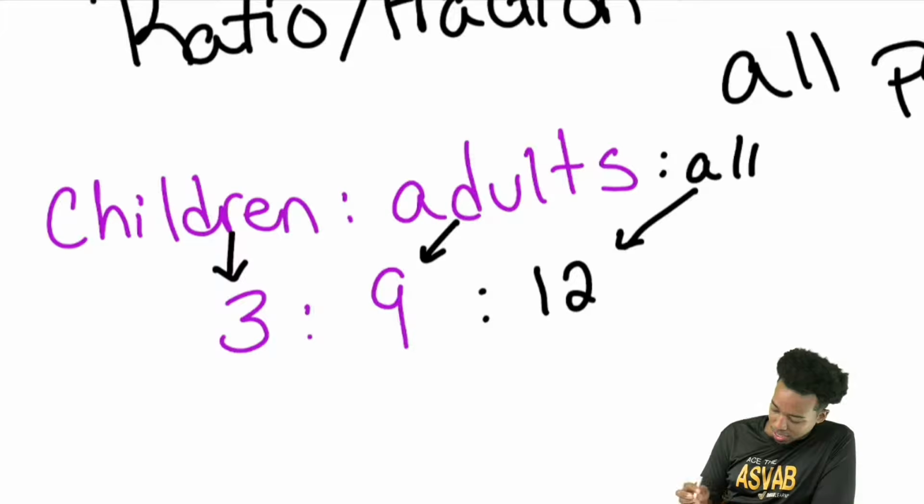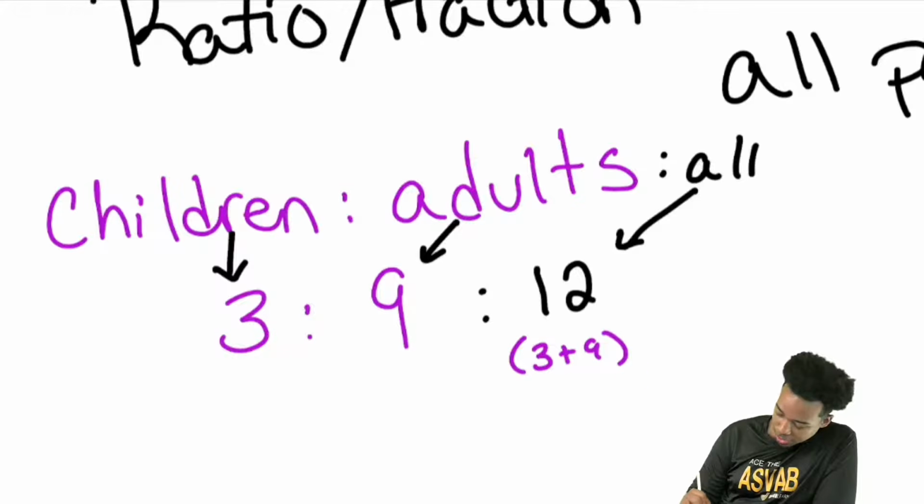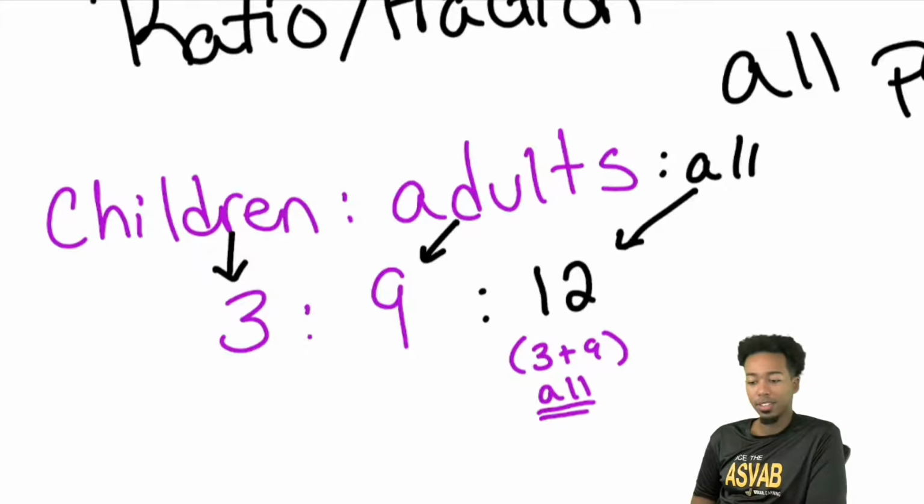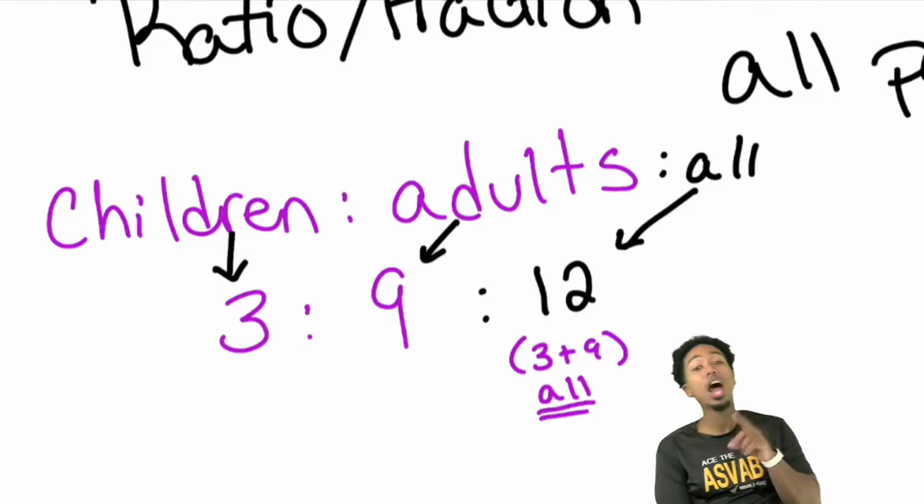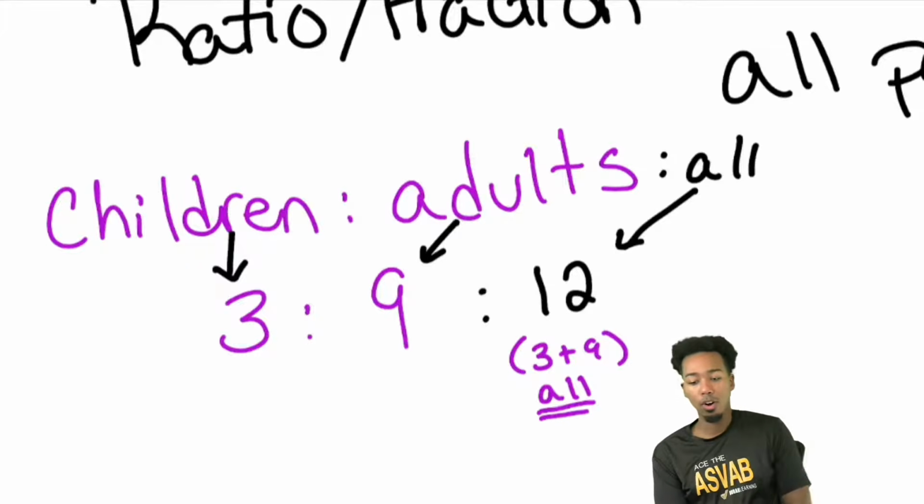And so with that, again, this is the same thing. That's 3 plus 9, all. Yes or no, does that make sense? How we got 12 to represent all. Is that fair to you? Okay, sounds good.